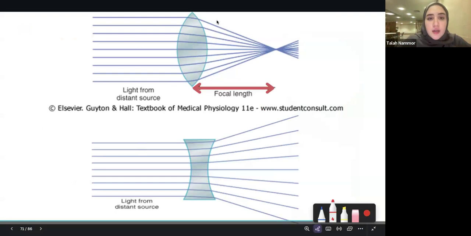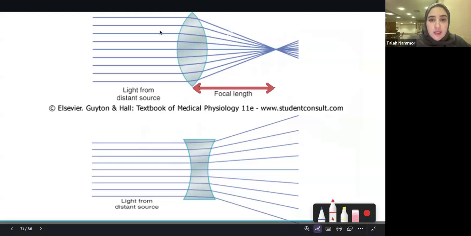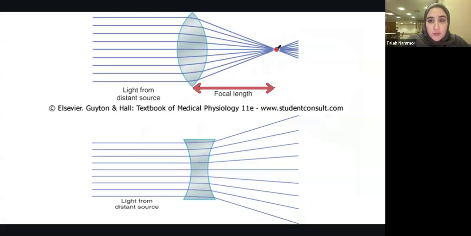So you see, this is a concave, I think. Yeah, so this is basically a converging lens and this is a diverging lens. Converging is kind of converging all of the lights into one point. On diverging, it's kind of dispersing the lights all over.